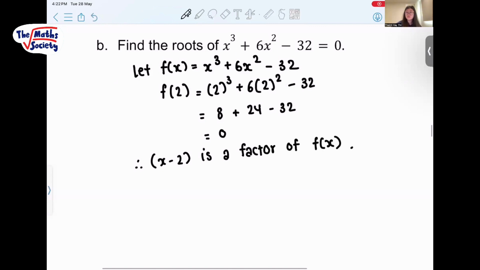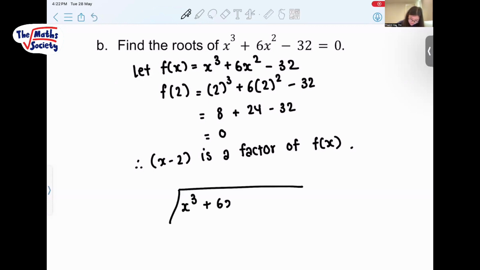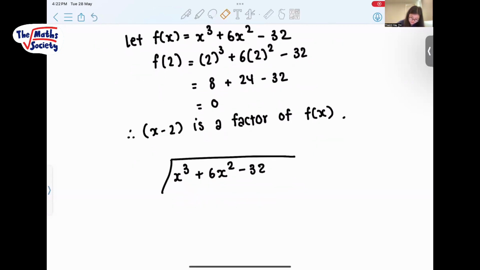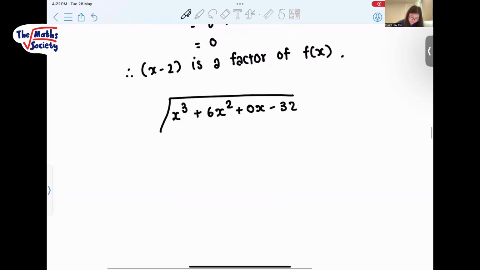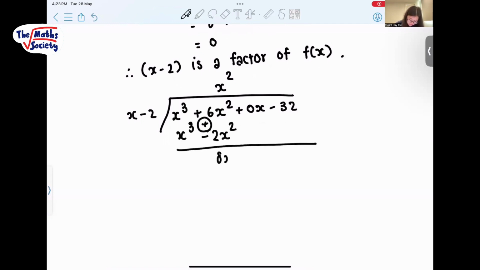Then we'll do the long division to find its other roots. So it'll be x cubed plus 6x squared minus 32. Because there's no x term, we can put plus 0x in the middle, then minus 32. And we know x minus 2 is a factor. Then you multiply by x squared, so you have x cubed minus 2x squared, and you subtract them, so you have 8x squared plus 0x.